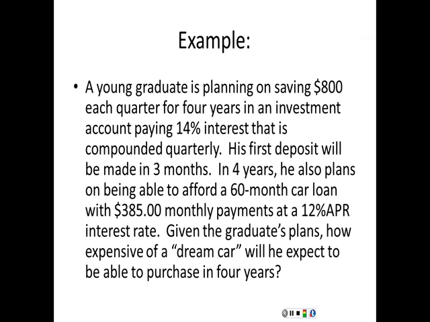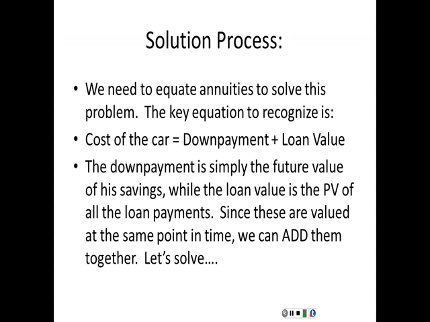So let's put this together. If I go to the car dealer, I really have two things going on. One, I am saving for a future value. That's my down payment, the future value of my savings. Two, I'm taking out a car loan, and that will just be the present value of my loan payments. So the cost or value of the car is just the sum of these two values. Let's solve our example.